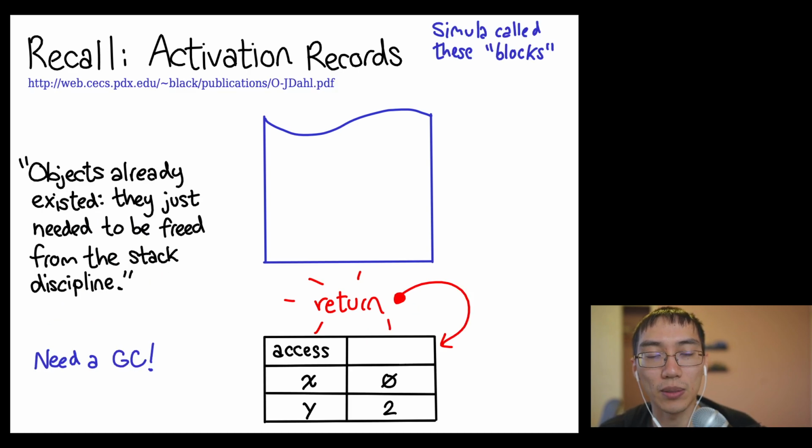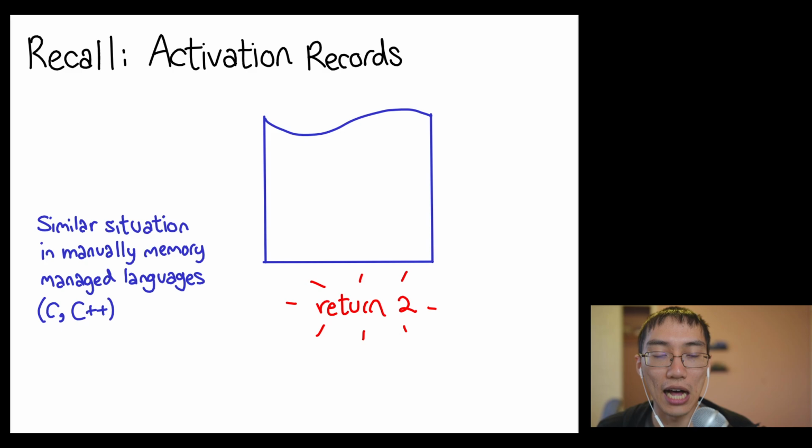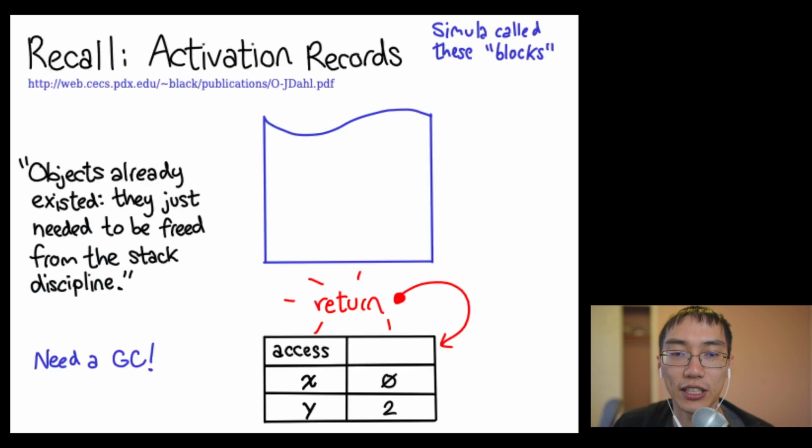But in JavaScript, we said, hey, these activation records can exist beyond when they are being used simply from a stack frame context. And this idea comes from Simula, right? So Algol was handling their activation records in the stack discipline. So when you entered a function, we'd allocate the activation record. When you exited the function, we'd deallocate the activation record.